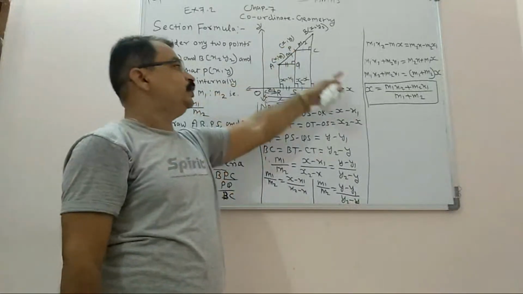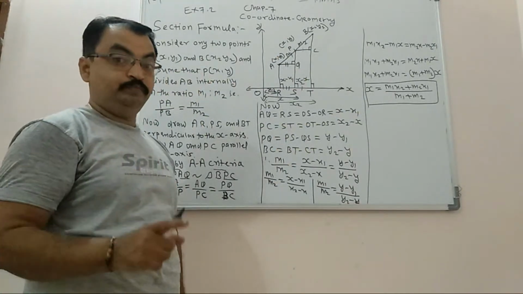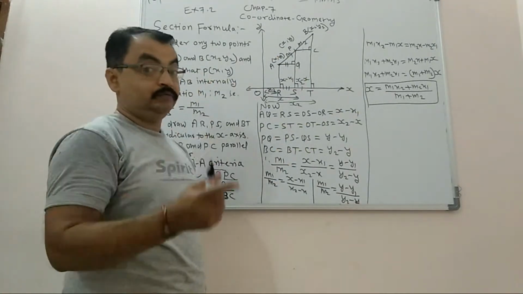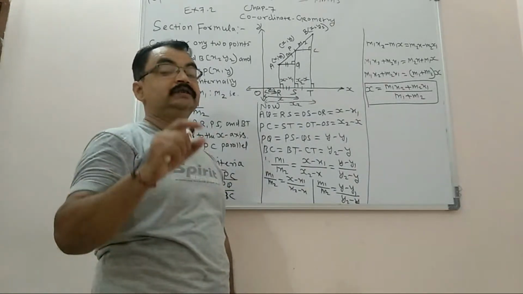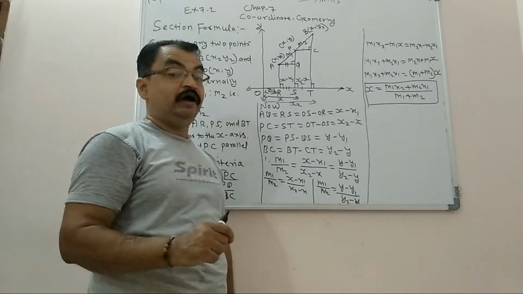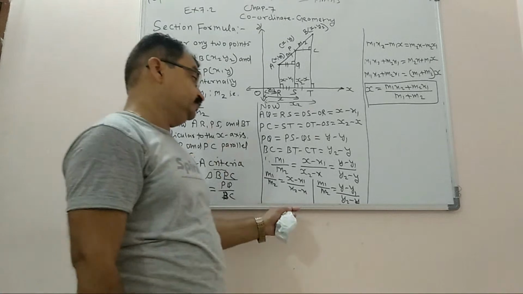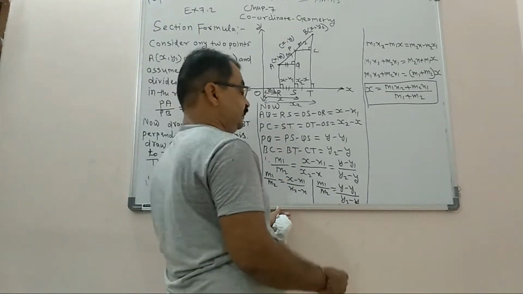So this we got, children, the x coordinate of the point P. P x coordinate value we got is m1 x2 plus m2 x1 upon m1 plus m2. In the same pattern, you will get the value of the y coordinate. Let's work on the y coordinate, the second part. This is for x.